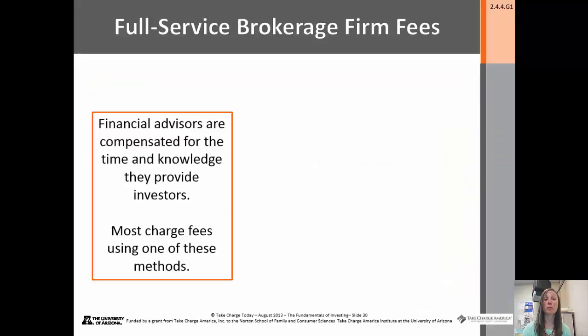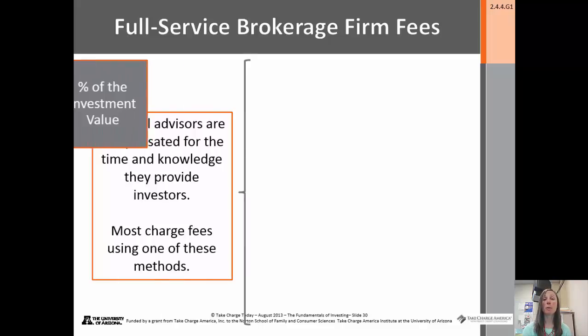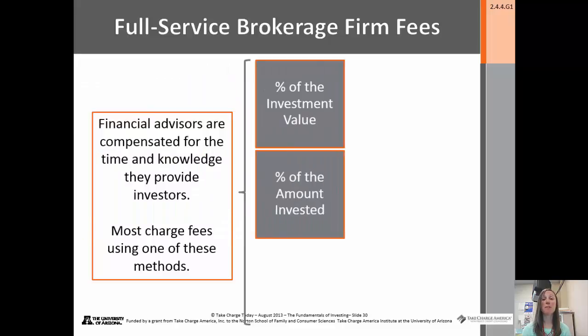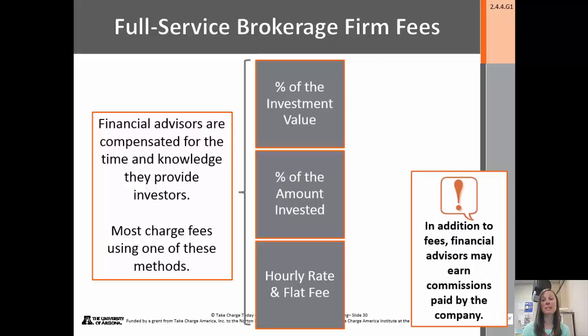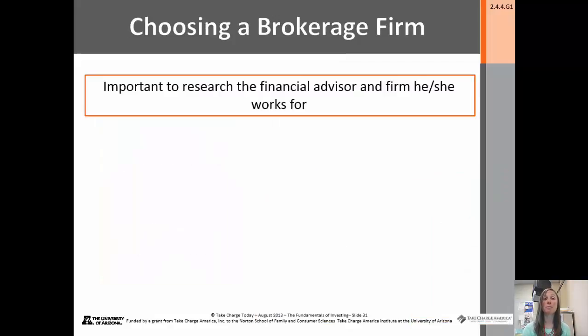A full-service brokerage firm is where financial advisors are compensated for their time and knowledge. So they're going to charge you a fee. It could be a percent of the investment value, a percent of how much you invested, or an hourly rate and fee. Depending on what broker you go through will depend on how that will rate. You just need to ask them. And financial advisors are usually paid commissions by the company too. So keep in mind that some of the money you make may be going to somebody else.